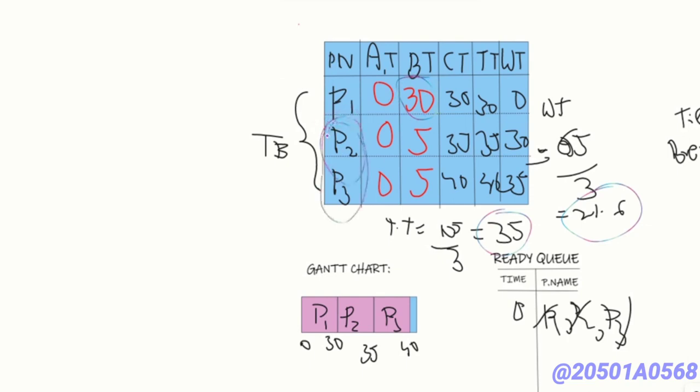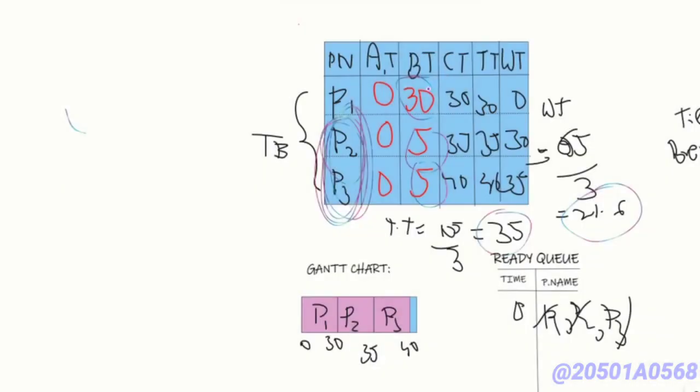The process P1 has a burst time of 30 milliseconds, so the processes P2 and P3 have to wait for a long time, as the burst times of P2 and P3 are small, that is 5 milliseconds. Here there is a disadvantage: larger CPU cycles followed by smaller CPU cycles give us the convoy effect, which is the disadvantage of this first come first serve algorithm.